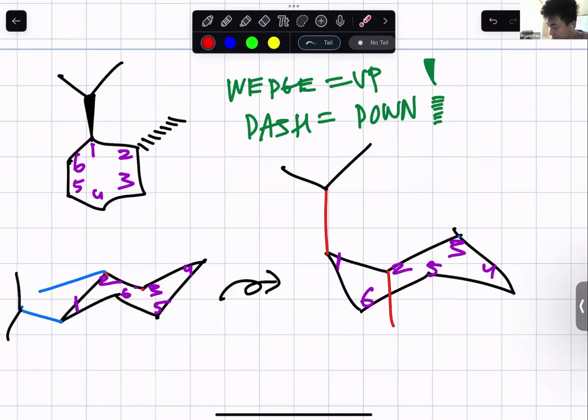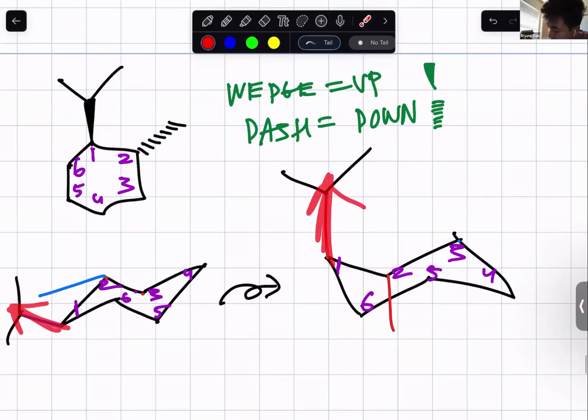So now we notice that the equatorial isopropyl group turned into an axial isopropyl group in the chair flip. The equatorial methyl group turned into an axial methyl group, right? So every time you do a chair flip, axial will always convert into equatorial with that group, or equatorial will always turn into axial with that group. They will always flip whenever you do a chair flip, right? But what will not change is the direction. They will always stay up or they will always stay down, like that. Okay.